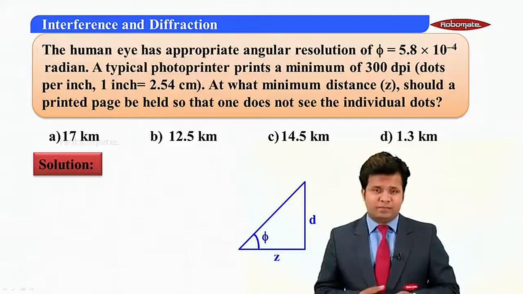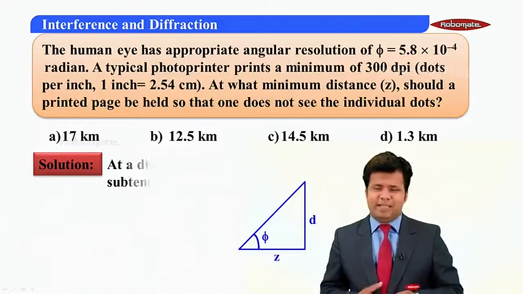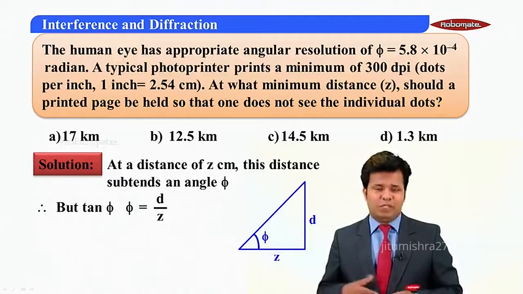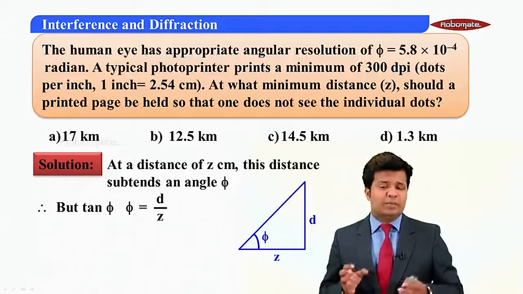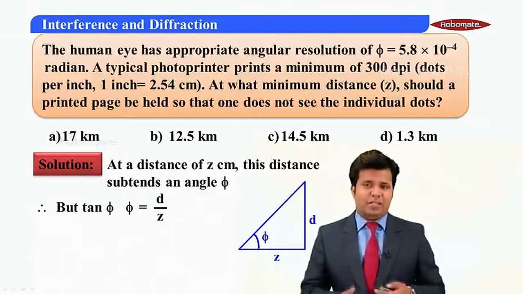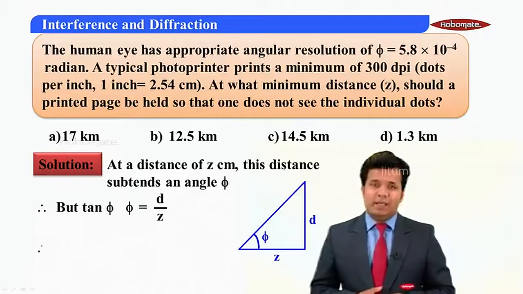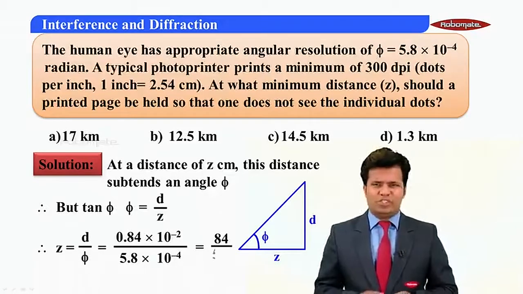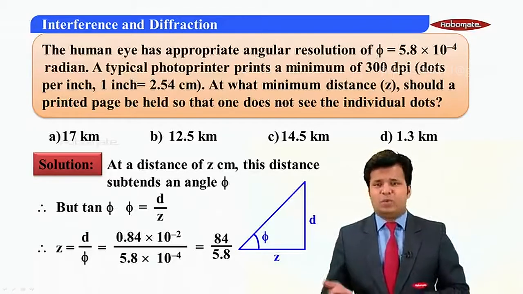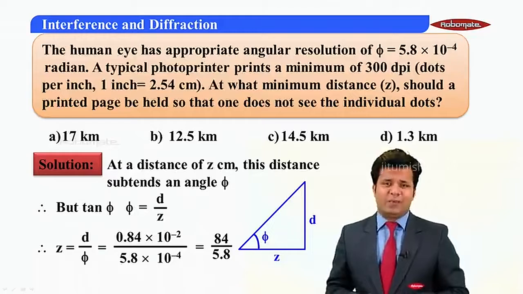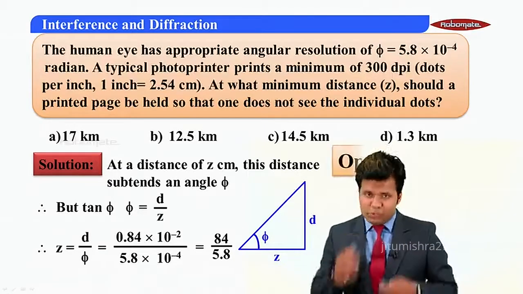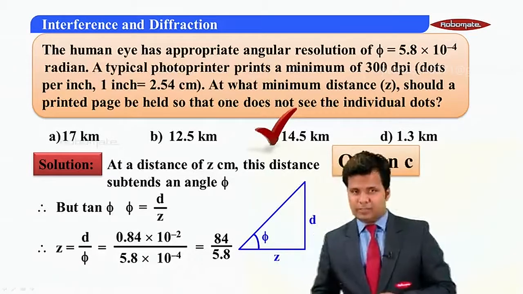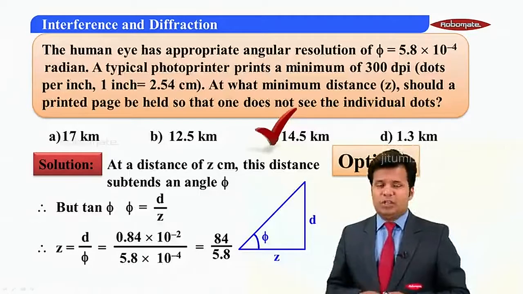If I take tan, I get d by Z. So the angle subtended gives tan phi equals d by Z, and as phi is very small, tan phi is equal to phi, which is equal to d by Z. Students, we know that Z is d by phi, and d is given in the question and phi is also given, so we substitute and get Z equals 84 upon 5.8, which simplifies to 14.5 kilometers. So students, this was the question on the human eye.